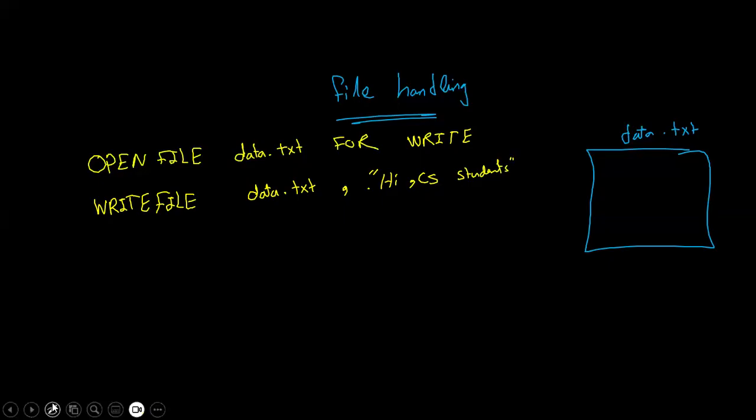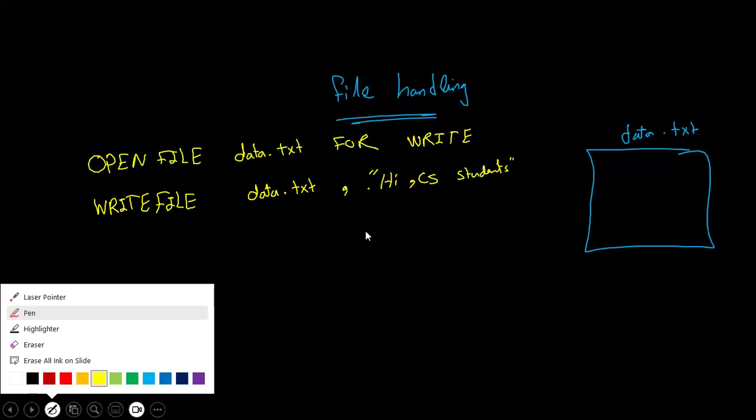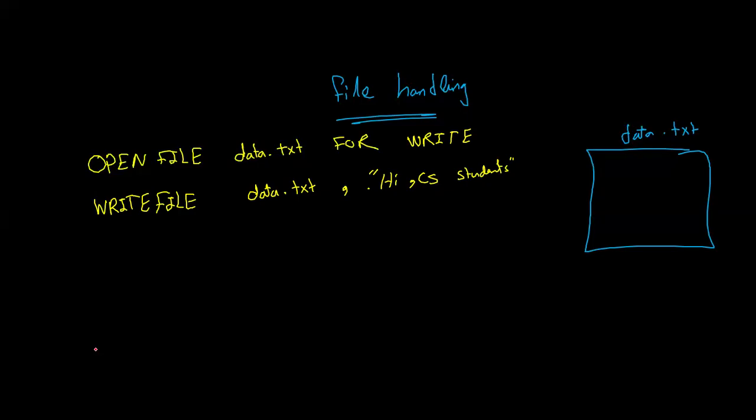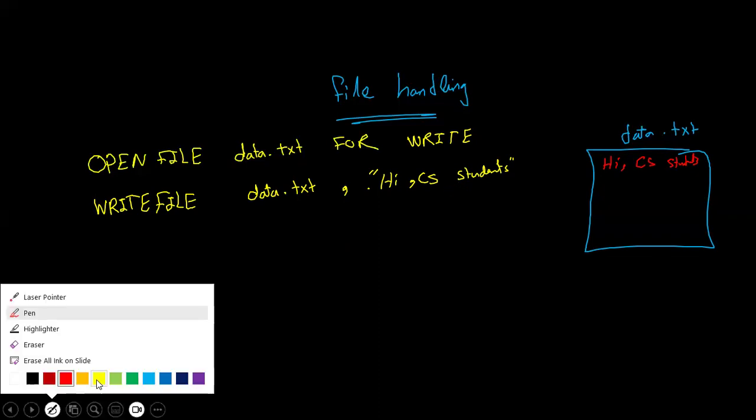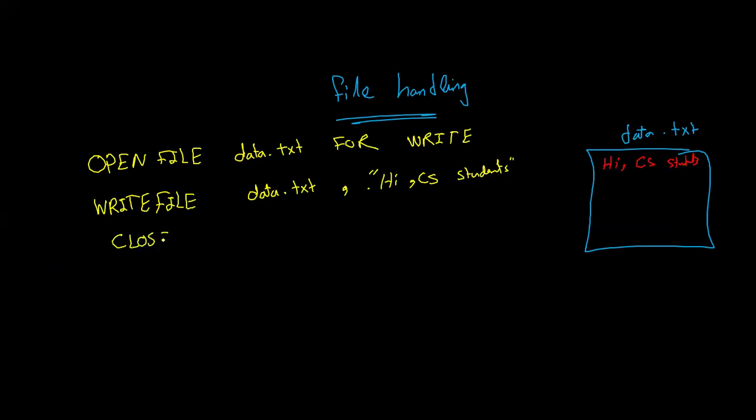So now after I write this line, hi CS students will be written in the file. I open it for write, and then I mention write file, the name of the file, and the data which I want to write on it. After you write, you have to close the file. So you mention close file, and the file name, data.txt. This is using pseudocode.